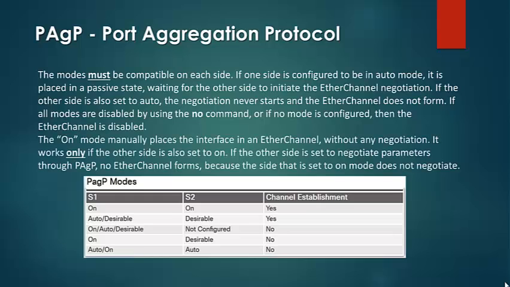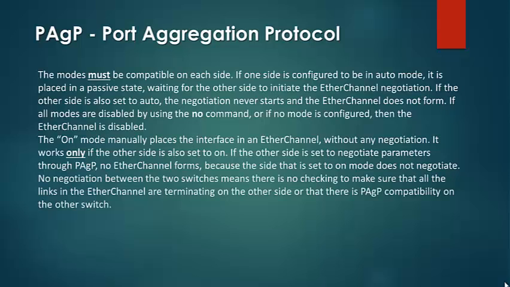The on mode manually places the interface in an EtherChannel without any type of negotiation. It only works if the other side is also set to on. If the other side is set to negotiate parameters through PAgP, no EtherChannel forms because the on side does not negotiate. No negotiation between two switches means that there's no checking to make sure that all the links in the EtherChannel are terminating on the other side and that there's PAgP compatibility on the other switch.